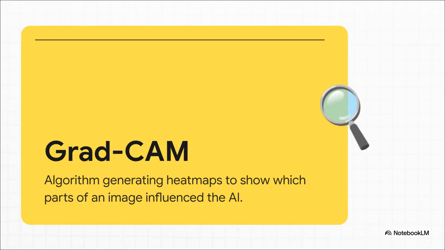But a high score isn't enough in medicine. They had to visually prove the AI wasn't just guessing based on random background noise. To do that, they used an amazing tool called Grad-CAM. It's basically an algorithm that creates visual explanations from deep networks. It generates these colorful heat maps to show us exactly which microscopic parts of an image influence the AI's final decision. We essentially get to see right through the AI's eyes.